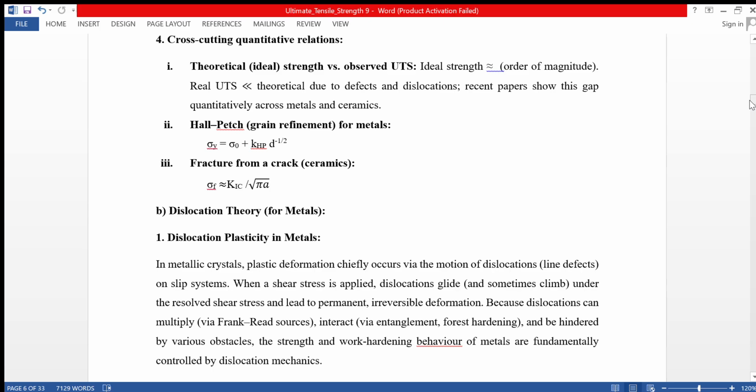Quantitative relations: theoretical or ideal strength versus observed strength. Ideal strength is approximately an order of magnitude higher. Real-world UTS is less than theoretical due to defects and dislocations. A recent paper showed this gap quantitatively across metals and ceramics. The Hall-Petch equation for metals and fracture from a crack is given below.